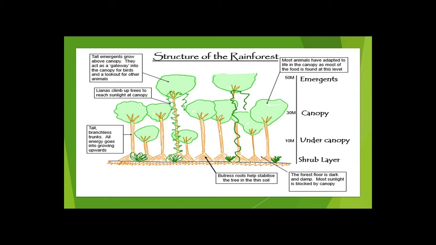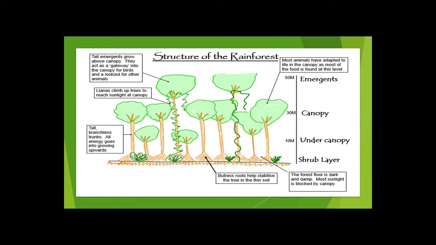In this area you have 1, 2, 3, 4 different types of trees. You have a shrub layer, which is the first layer at the bottom. They don't get much sunlight, they get little water, so they don't have the ability to grow as large as the others. Then you have the under canopy, who need to adapt to the area below, but are lucky enough to get more sunlight and water than the shrub layer.